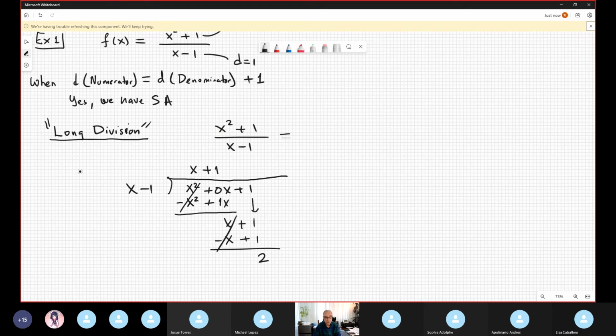Now the interpretation. This original expression given at the beginning is equal to the quotient, which is x plus 1. This is the quotient, plus the remainder, which is 2, over the divisor, which is x minus 1.